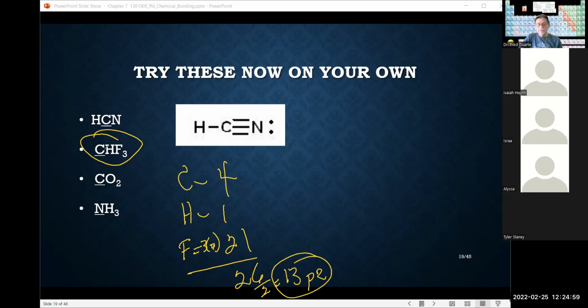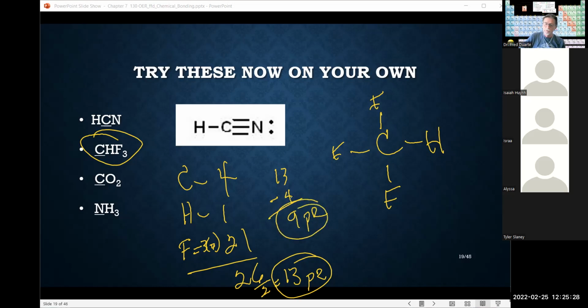Now, carbon here is shown to be the central atom. So we got carbon, and then we have a hydrogen bonded. Where you put it makes no difference. And then we got 3 fluorines bonded around the central atom. So we can very quickly place them around the carbon. That took care of 4 pairs, so now we have 9 pairs to work with. Hydrogen is again always one, that's like a cardinal rule. Hydrogen only has one bond, and so we cannot put any more on the hydrogen.